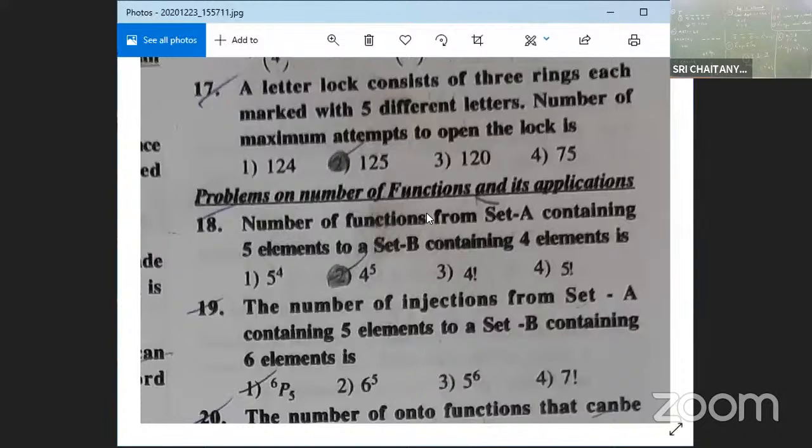Copy that one. 17th problem. Write down. I am repeating the explanation of 17th one. There are 3 rings, means you just take 3 places. From those 3 places, each place can be filled in 5 ways. Why? Because the number can be repeated. Right? So 5 into 5 into 5, it is 125.